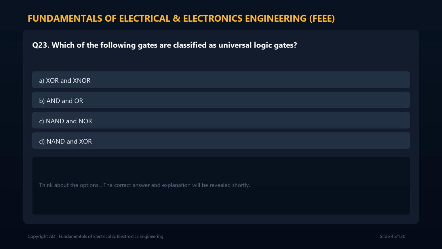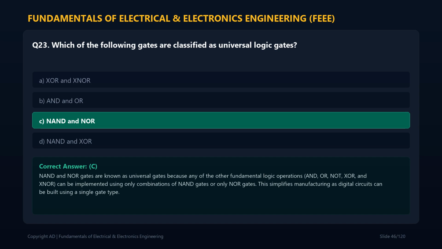Question 23. Which of the following gates are classified as universal logic gates? Option A, XOR and XNOR. Option B, AND and OR. Option C, NAND and NOR. Option D, NAND and XOR. The correct answer is C, NAND and NOR.